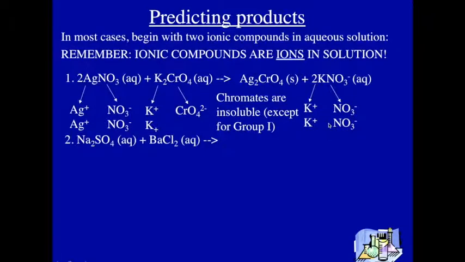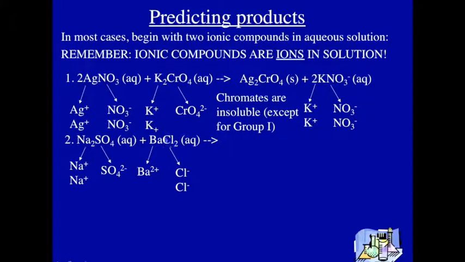The next one would be sodium sulfate and barium chloride. Now what you have there is 2 sodium ions. They will break off of sodium sulfate. You have the 1 sulfate with a -2 charge. They will separate in an aqueous solution. You have barium, which also separates from 2 chlorides.